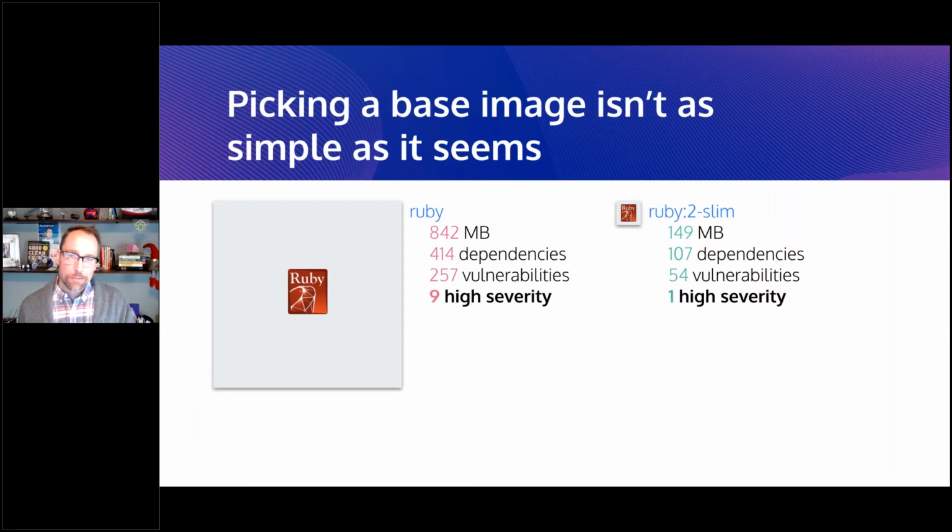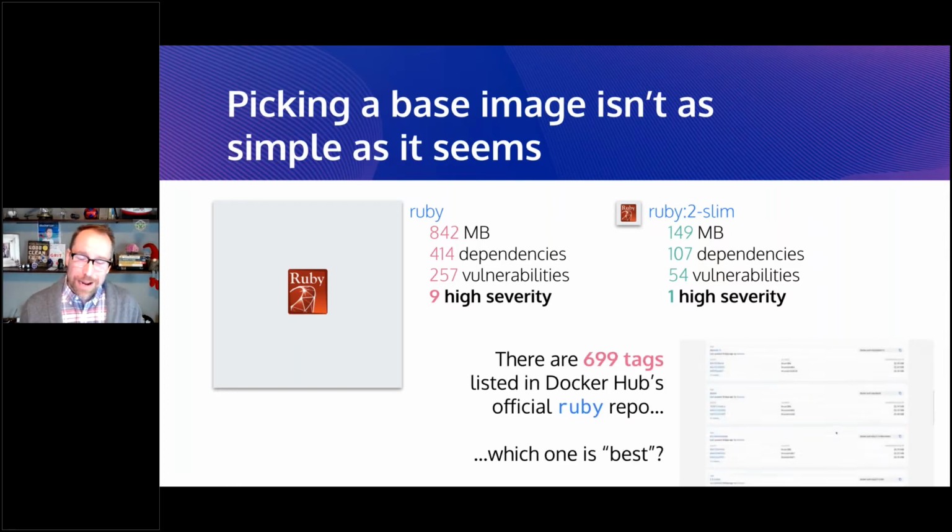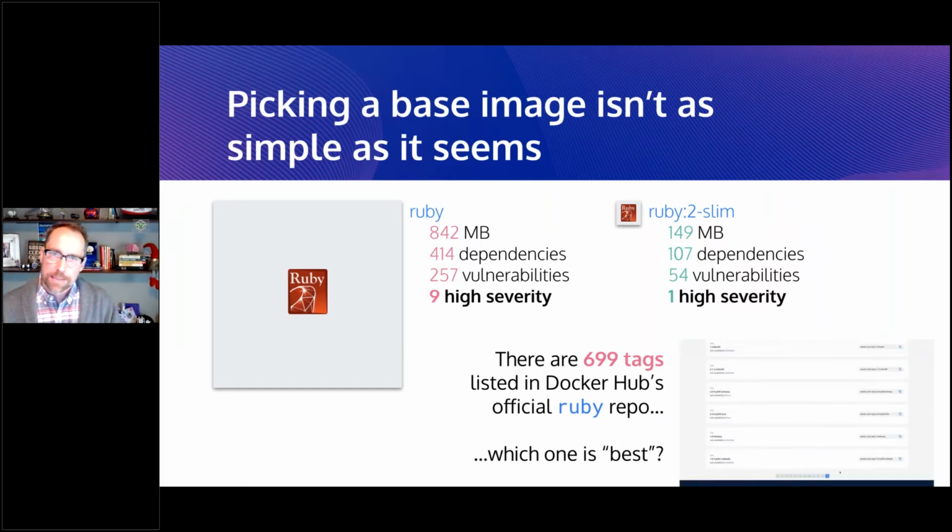There's a lot of things in there that we don't need that could potentially be showing up on vulnerability reports. It's a bigger attack vector, and so the general guidance is we'll pick a slimmer image. Well, that's not always easy either, right? You can find things that are marked slim, and you can see smaller images out there in Docker Hub, but in reality, just in this Ruby repository on Docker Hub, there are 700 images that exist.